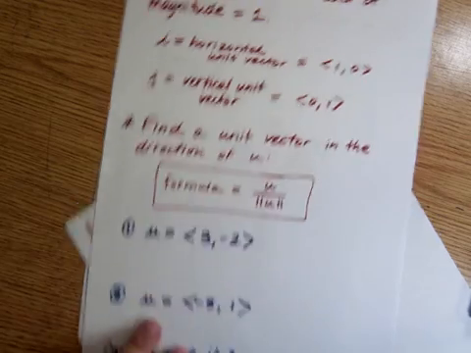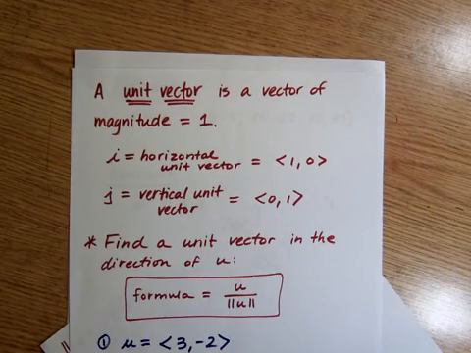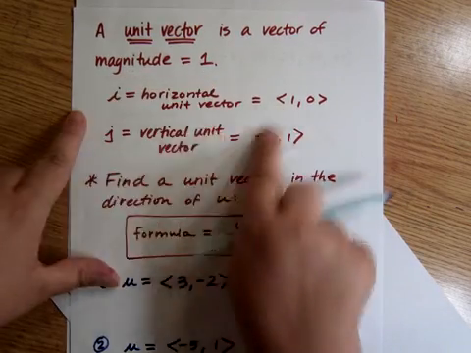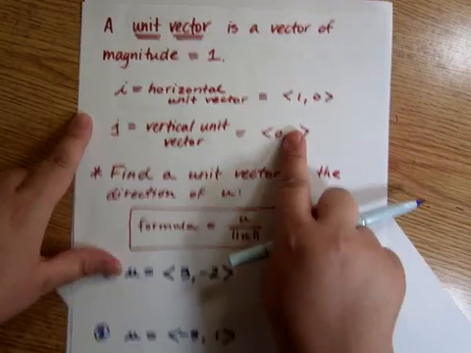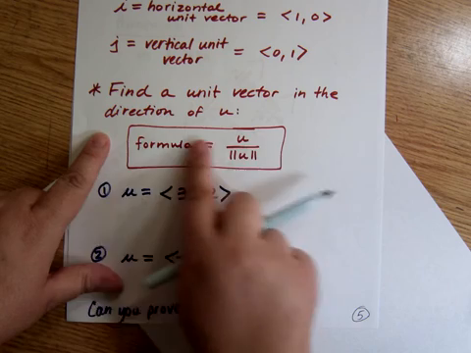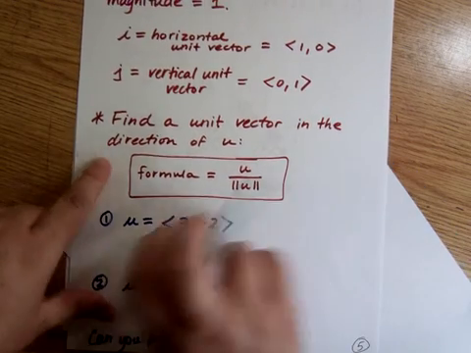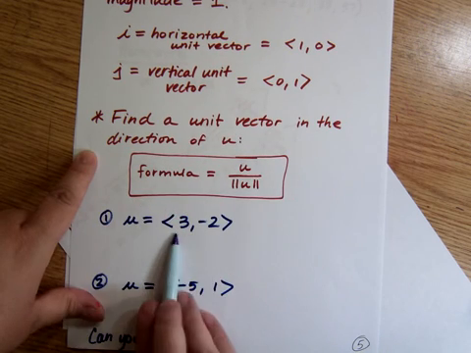Next, we have a thing called a unit vector. A unit vector is a vector of magnitude 1. Fifth period, I skipped over this part right here. We're going to come back to it in a second. If I want to find a unit vector in the direction of a particular vector, that's what you'll be asked. It'll say, find a unit vector in the direction of, and then it gives you a vector.